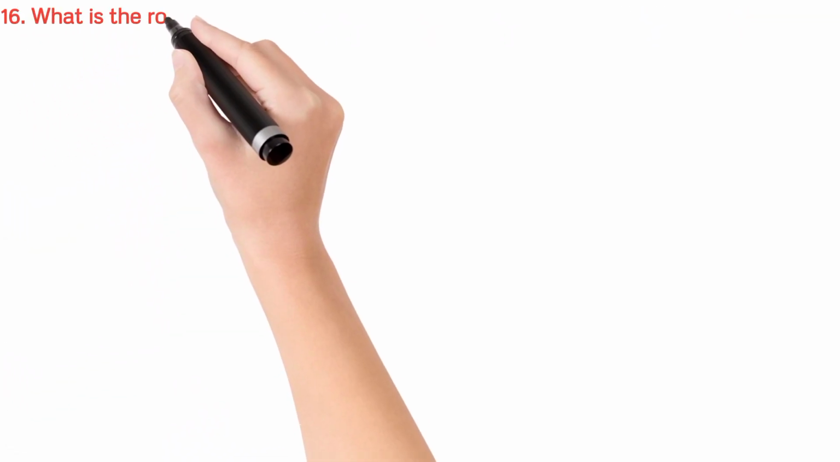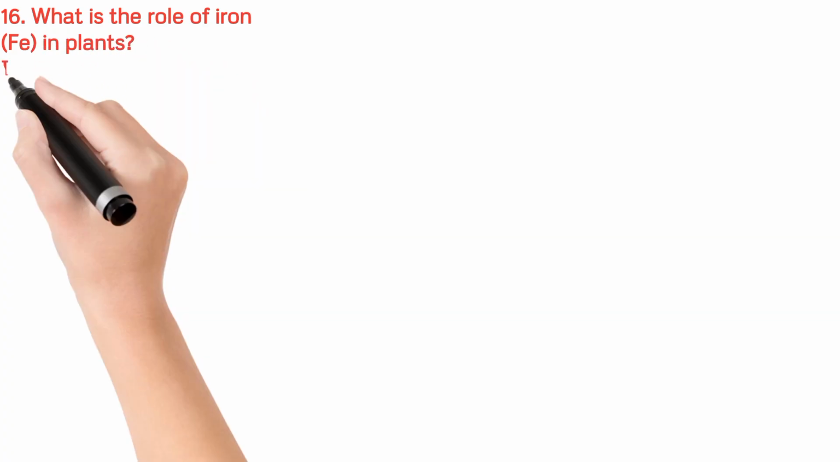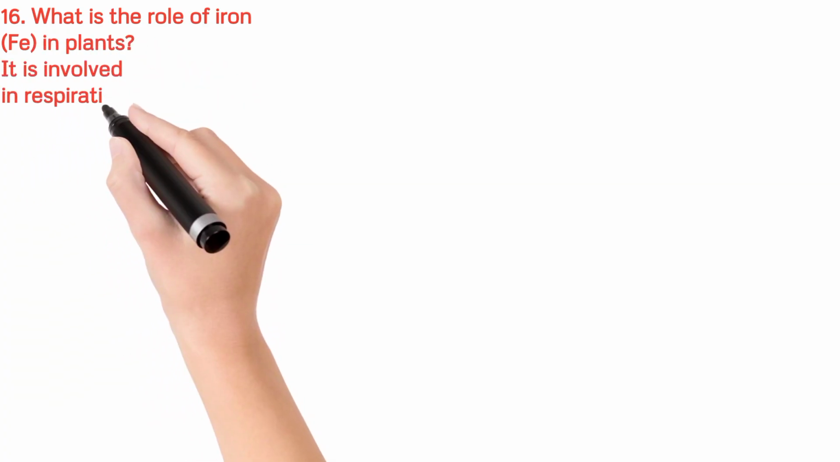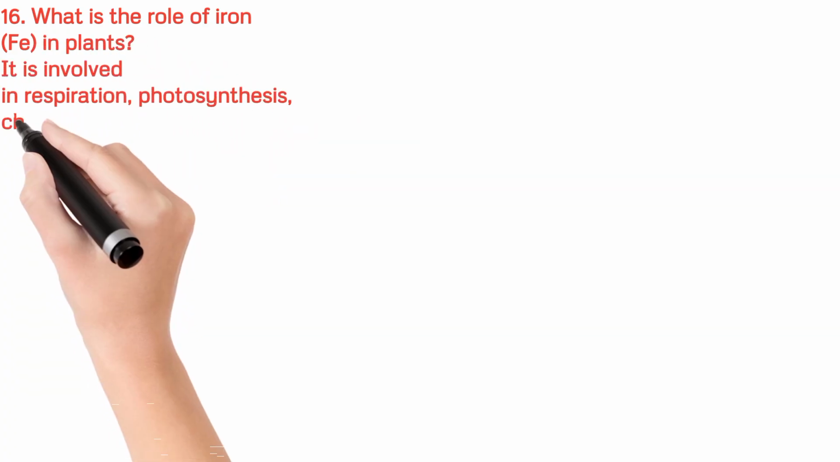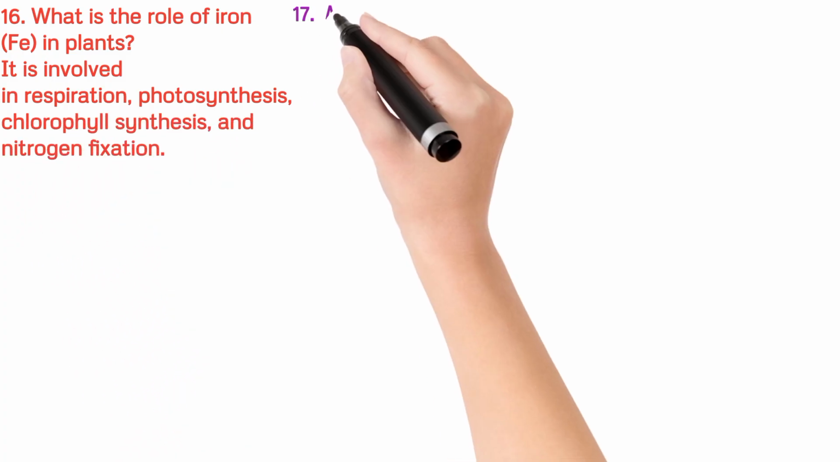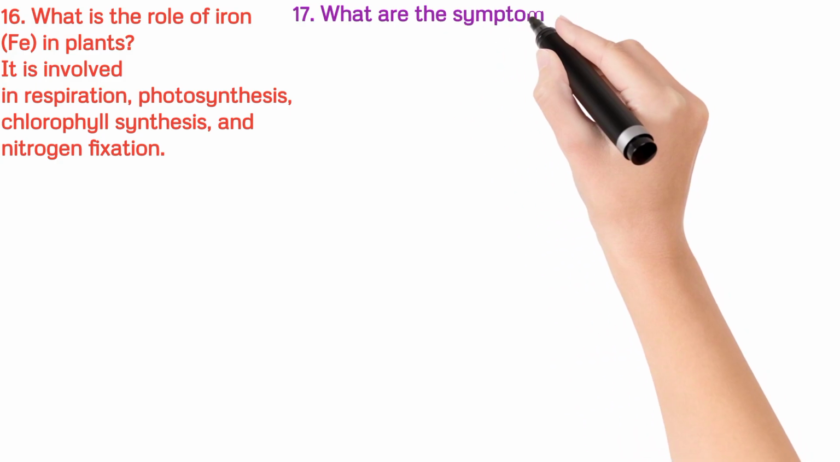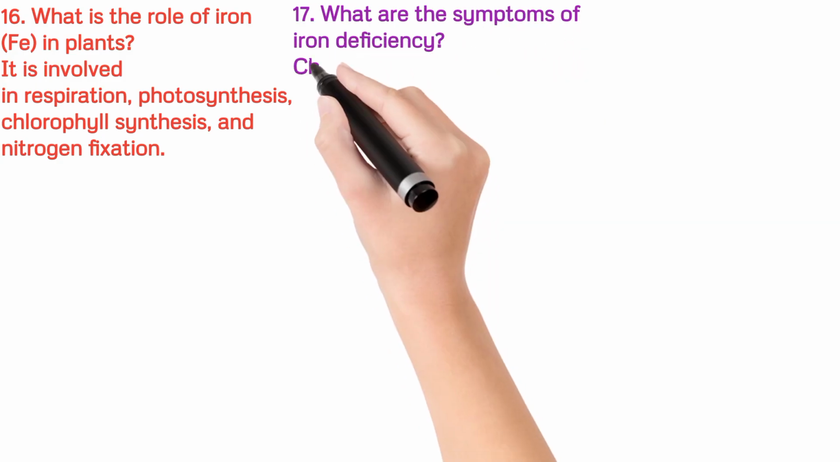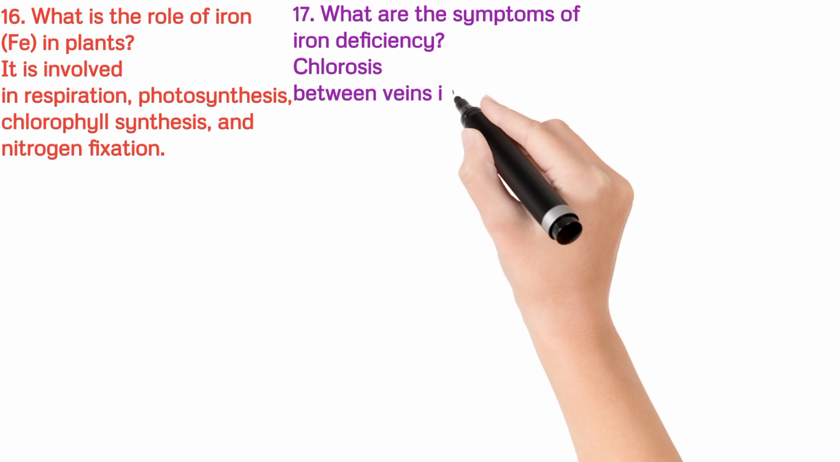16. What is the role of iron in plants? It is involved in respiration, photosynthesis, chlorophyll synthesis, and nitrogen fixation. 17. What are the symptoms of iron deficiency? Chlorosis between veins in young leaves.